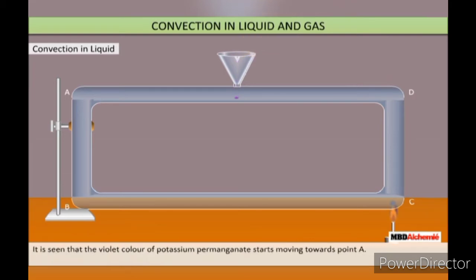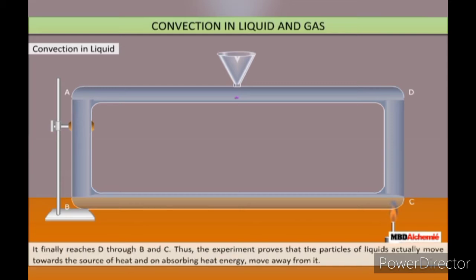It is seen that the violet color of potassium permanganate starts moving towards A. It finally reaches the point D through B and C. The experiment proves that the particles of a liquid actually move towards the source of heat and, on absorbing heat energy, move away from it.